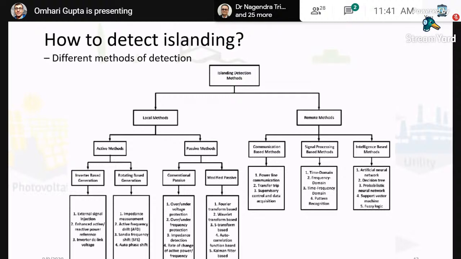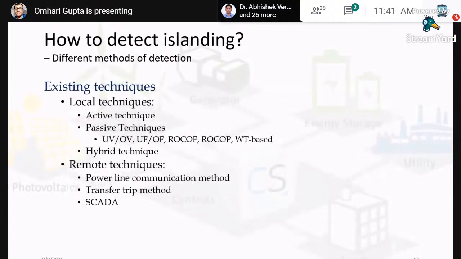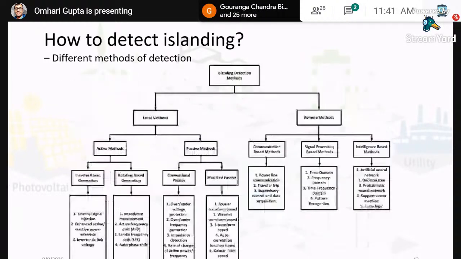Actually, if you read a few articles, several articles, this classification will change in each of the articles. Okay, there can be changes in this classification. As you saw here, power line communication, transfer trip, and SCADA. These were the classification. Here, this classification has changed. Okay.